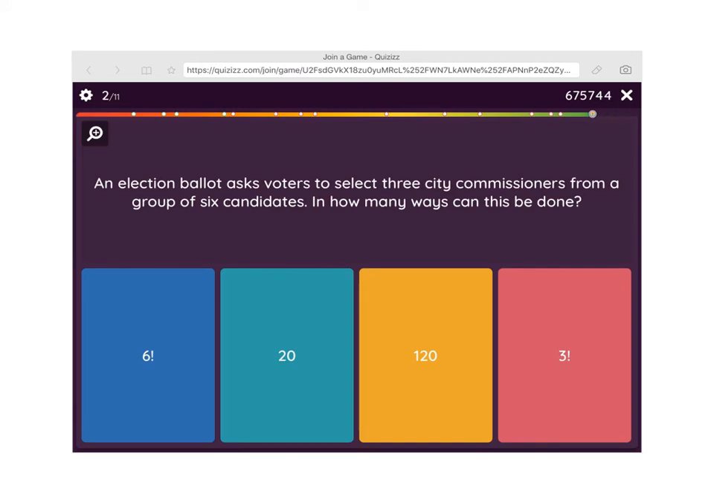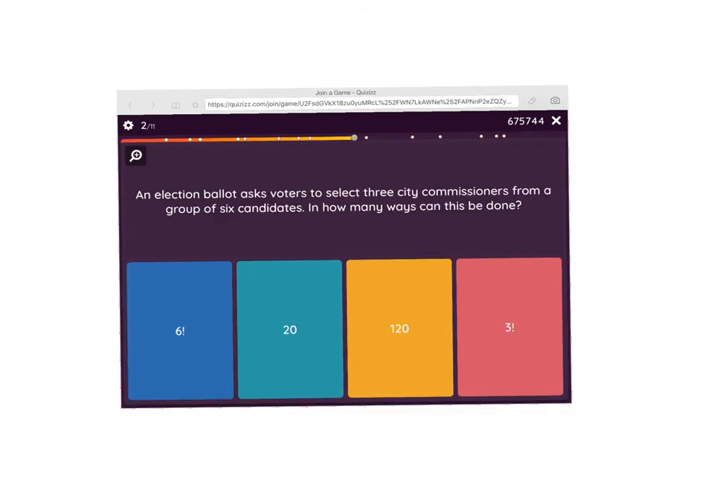An election ballot asks voters to select 3 city commissioners from a group of 6 candidates. How many ways can this be done? Is this combination or permutation? Combination again. It doesn't say in which order, like you're not filling specific seats within those commissioners, it's just the group of commissioners. So this would be combination with your N being 6 and your R being 3.